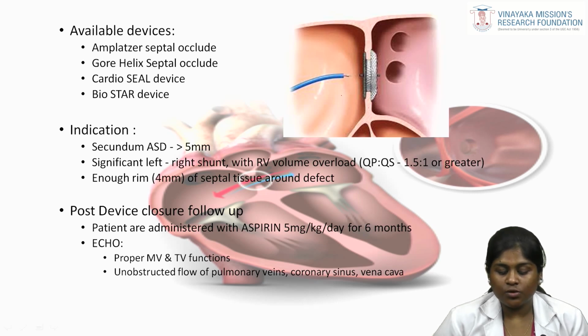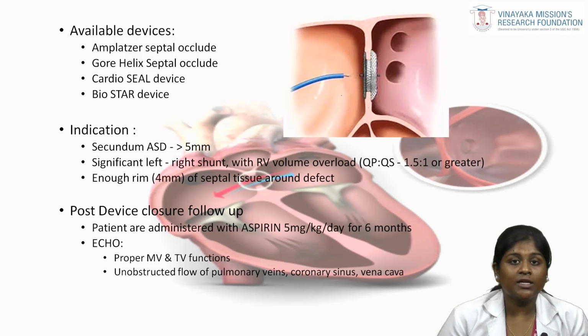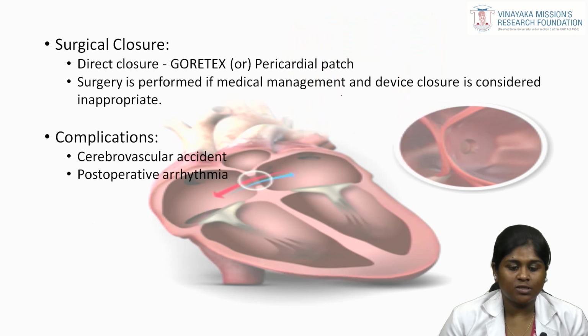Then post device closure follow up. What should we follow up after the device closure or after the procedure? Patients are administered aspirin 5 mg per kg per day for 6 months. And then an echo report should be given, checking proper mitral valve and tricuspid valve function, and any obstructed flow of the pulmonary vein, coronary sinus and vena cava. We also check for any residual shunt from the device during follow up after the procedure.